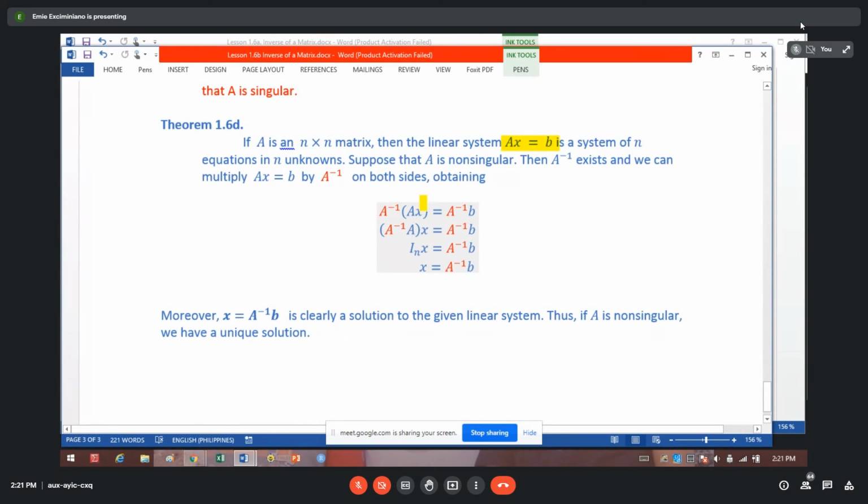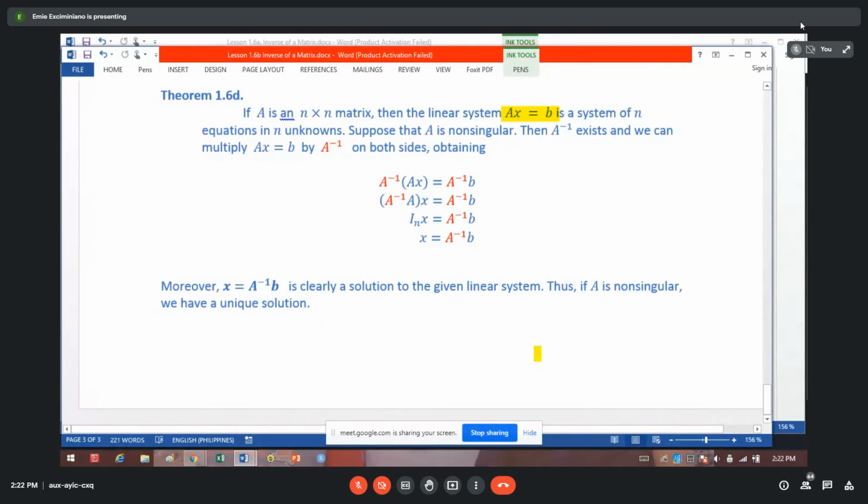By associativity law, A inverse times A is just an identity matrix. And identity matrix times X is just X. X is a set of variables in a given linear system. So to find the values of X, you just have to multiply A inverse by B. It is clearly a solution to the given linear system. Thus, A is non-singular. We have a unique solution.